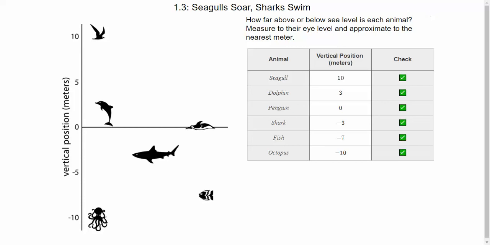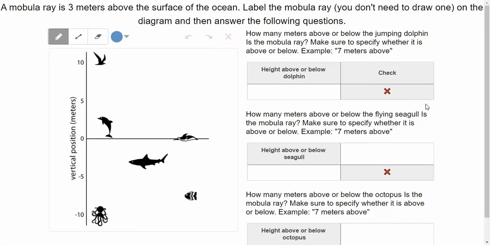Now this is the 5th slide, so there are 4 slides that precede this where we talk about what elevation is and positive and negative values for that. When we get to this particular slide, they're describing a mobula ray. There's obviously something not in the picture, but it's telling you that it's 3 meters above the surface of the ocean. It wants us to label it, not draw it, and then answer the following questions.